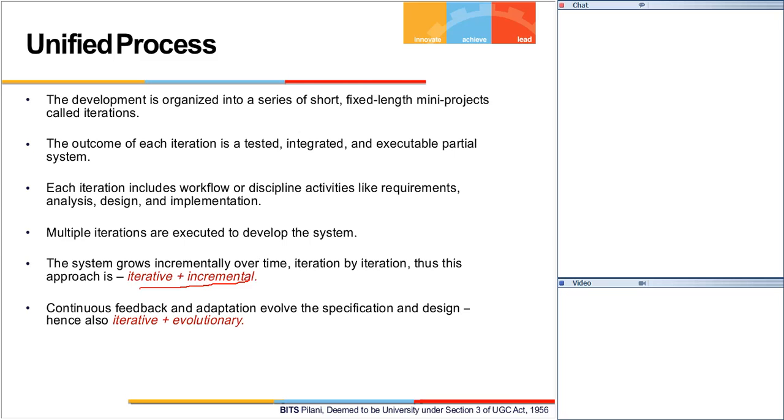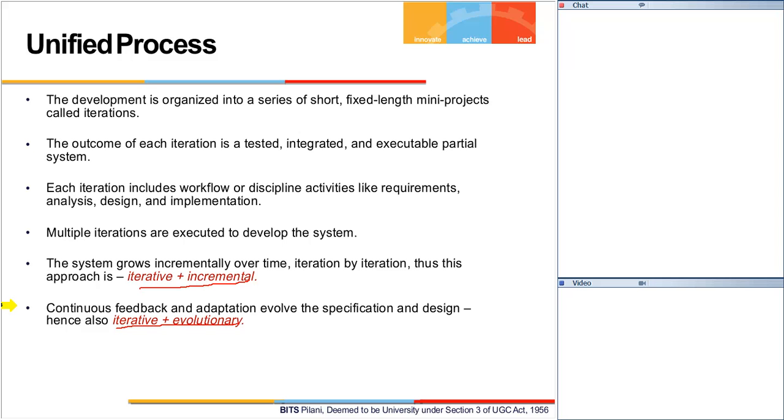It is also called iterative and evolutionary, right? Why is it iterative and evolutionary as well? Because there is continuous feedback and adaptation of that feedback to evolve the specification as well as design of the system, right? So this is the reason it is iterative, incremental, as well as evolutionary, right?